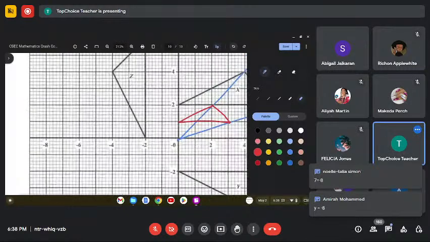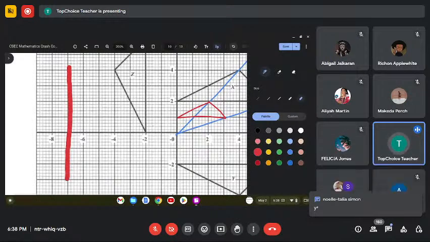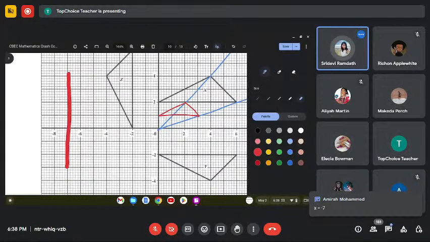Let's look at our next situation. What if we have a vertical line now that cuts the x-axis at -7? What do you think would be the equation of a line that cuts the x-axis at -7? X equals -7. X is equal to -7.